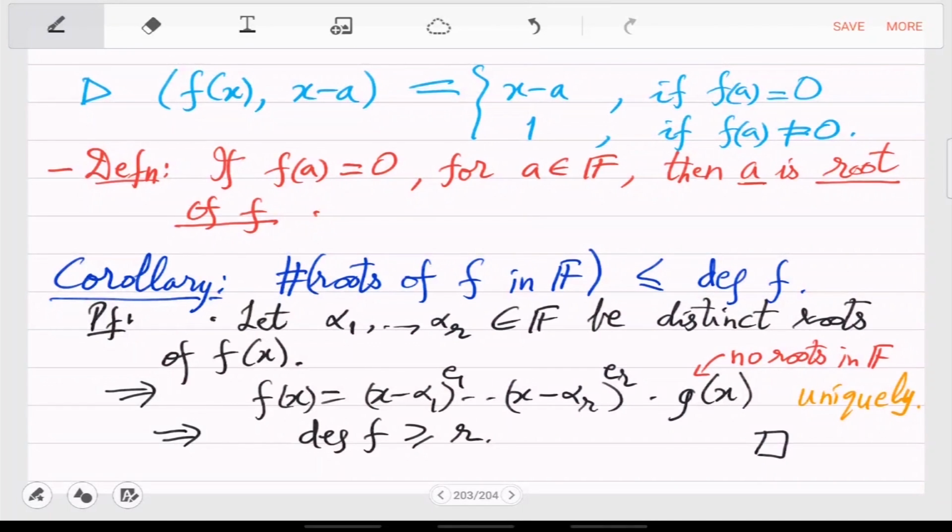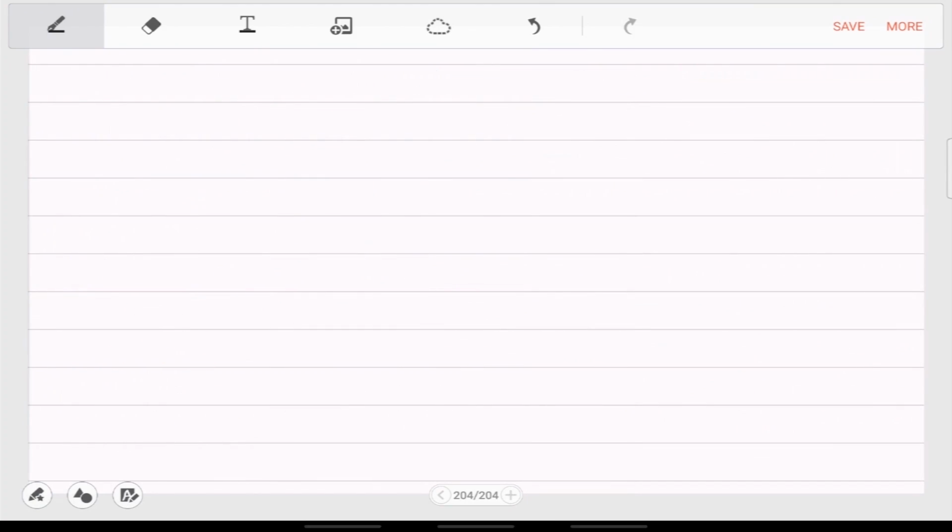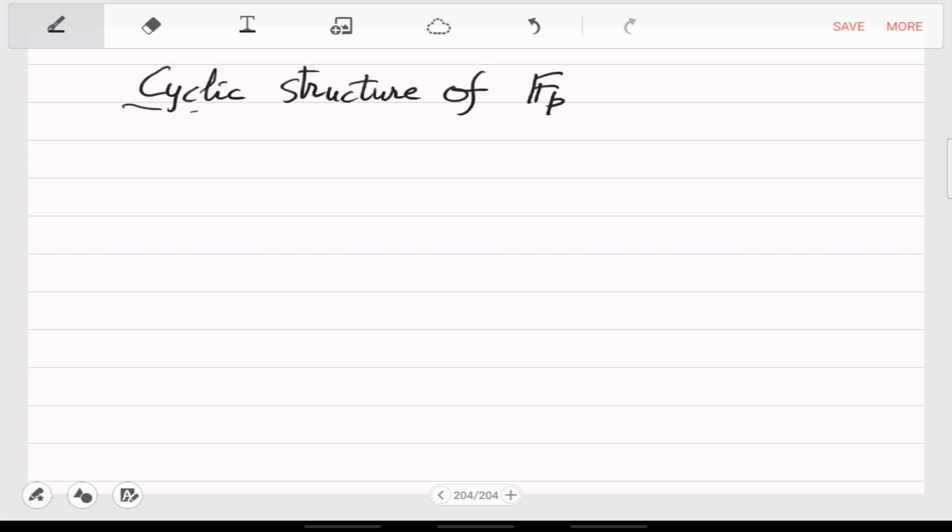If not, then we will go deeper into the field structure, and there you will need these ideas. You need to understand them better. So next what we will show is the cyclic structure of finite fields.